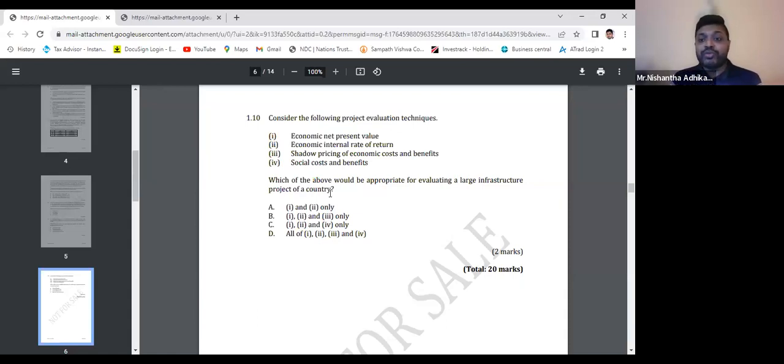Which of the above would be appropriate for evaluating a large infrastructure project of a country? Economic NPV, economic IRR, shadow pricing of economic cost and benefit, that is externalities evaluation, and social cost and benefit. Out of those four, which one is the suitable one? All four are suitable. In a large infrastructure project, like when we are doing the post-completion audit and project appraisal, these four should be considered, because it is looking at more social infrastructure, like the construction of a railway line. You have to evaluate all four aspects; all four are recommended. Therefore, the answer should be all of 1, 2, 3, and 4.